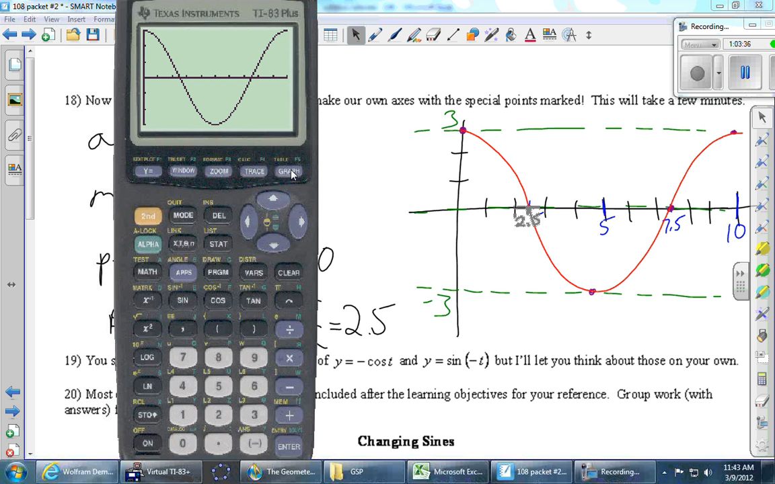Okay, any questions on that? Oh, that would be fancy. Allie, what does this X scale do? So that's how you make it hit the hash marks.